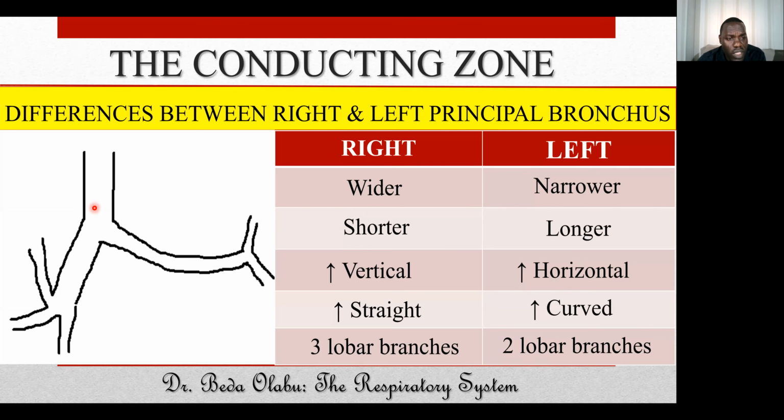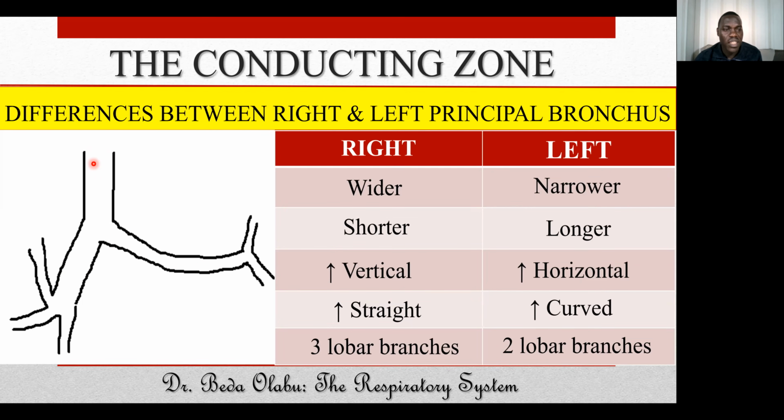This way, look, this is the carina. Because the right main bronchus is wider and more straight compared to the left main bronchus, if you are to have a particle coming this way, it will most likely find itself on the right side than on the left side. It is for that reason that foreign bodies will tend to find themselves on the right more than on the left.